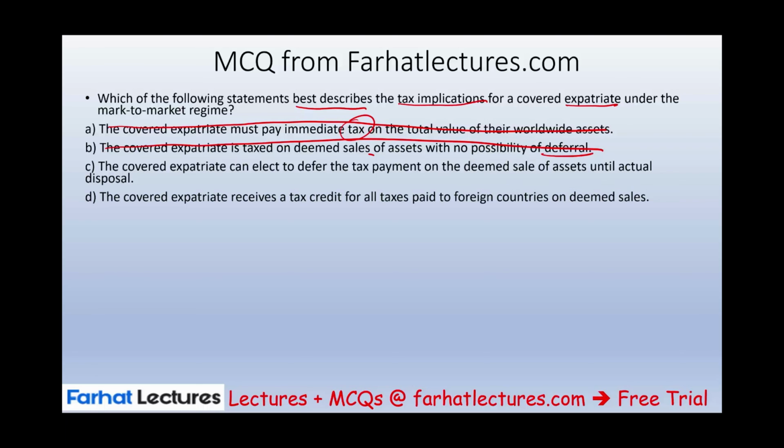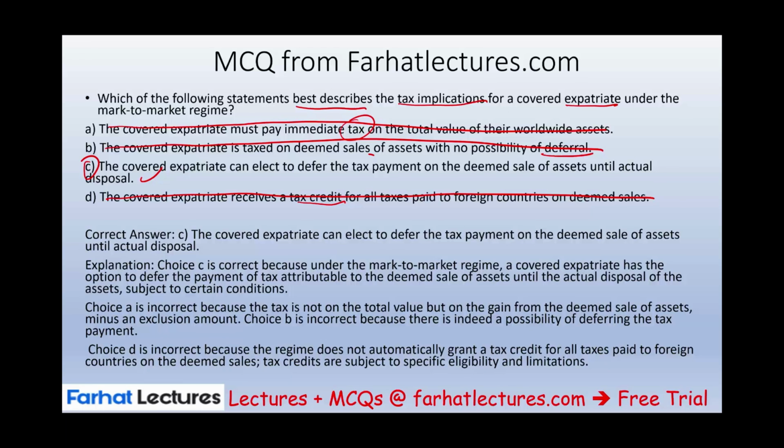C: The covered expatriate can elect to defer the tax payment on the deemed sale of the asset until actual disposal. Yes, and this is exactly what I said. You can defer the tax payment on the deemed sale, the assumed sale, until you actually sell it, because you don't have the money until you sell it. D: The covered expatriate receives a tax credit for all taxes paid to foreign countries on deemed sales? No, we're not going to give you any credit anymore. If you don't want to be a U.S. citizen, no credit for you. Therefore, the answer is C as in Charlie.